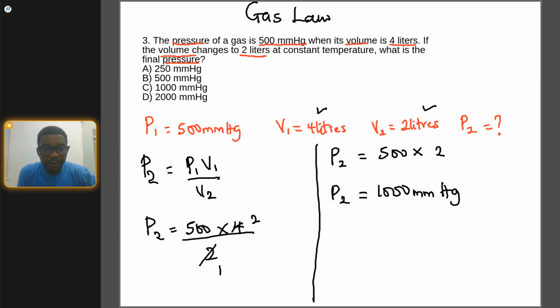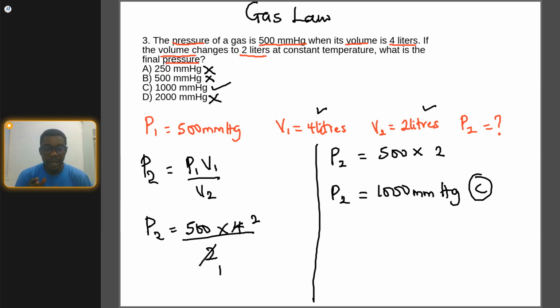Option A is 250 millimeter mercury. That is not the answer. Option B is 500 millimeter mercury. That is not the answer. Option C is 1000 millimeter mercury. So option C is the correct response. And option D is also not the answer. So option C is the correct answer, 1000 millimeter mercury.